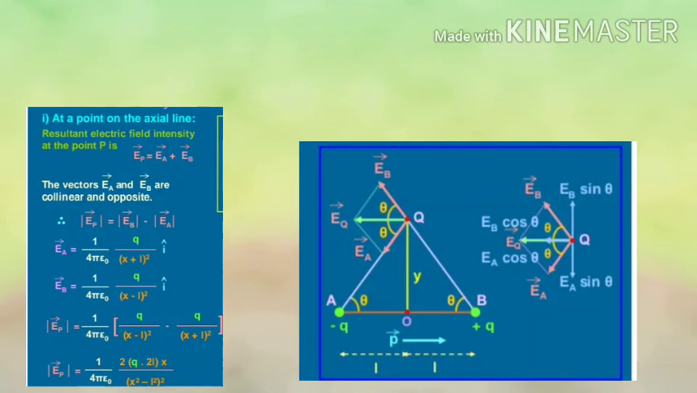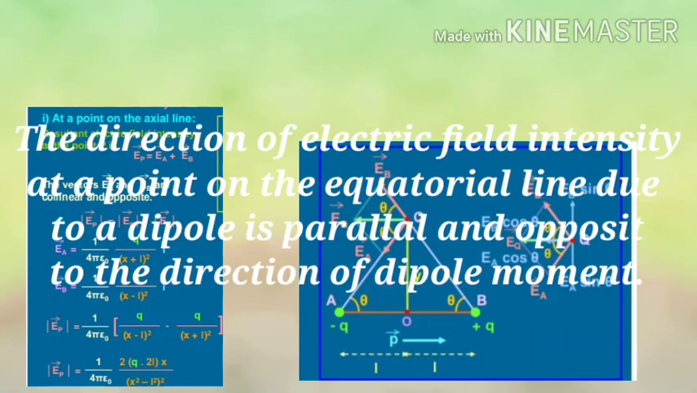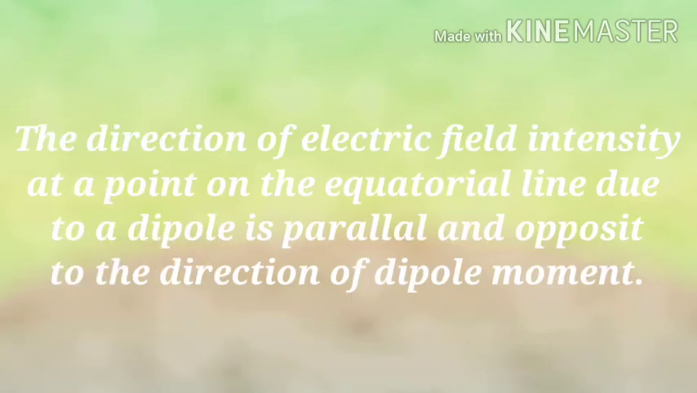We have come to know about the dipole moment. 2LQ is the dipole moment. So, 1 by 4 pi epsilon naught p by x square plus L square to the power 3 by 2 is the electric field at the equatorial line. The direction of the electric field intensity at a point on the equatorial line due to a dipole is parallel and opposite to the direction of the dipole moment.